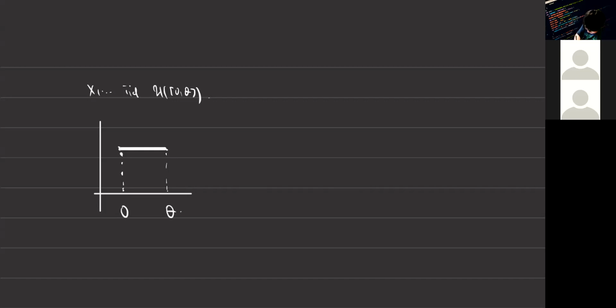Imagine you have a bunch of dots here, and then somewhere here, doesn't have to be exactly theta, but very close to theta. So somewhere there is this maximum of x1, x2, ..., xn. We denote that as your Y or Yn.